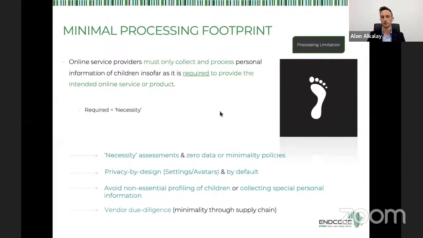Lastly, vendor due diligence. Really what we're asking online service providers to consider is to embed not just minimality, but all of these conditions throughout their supply chain. So if they're using another service provider who's providing them a service as part of their product or service, a lot of words, then we ask them to please make sure that those service providers are complying with this guideline too.